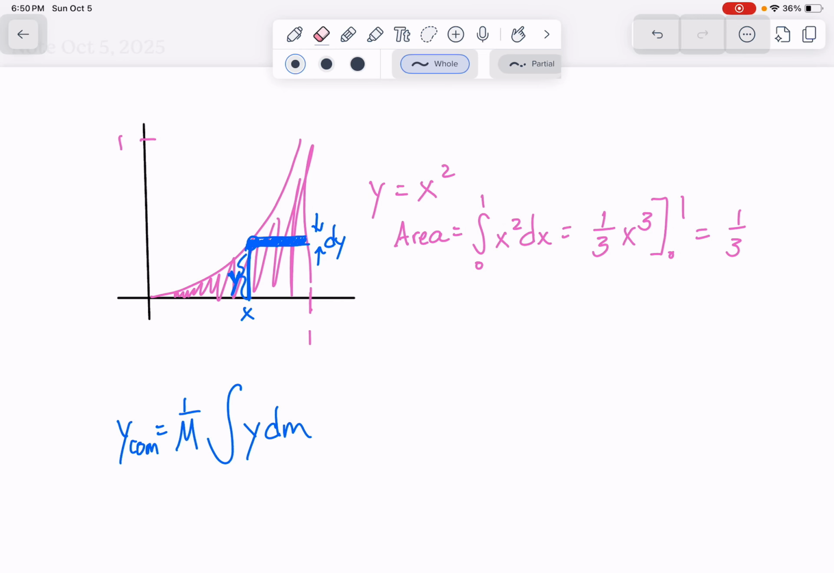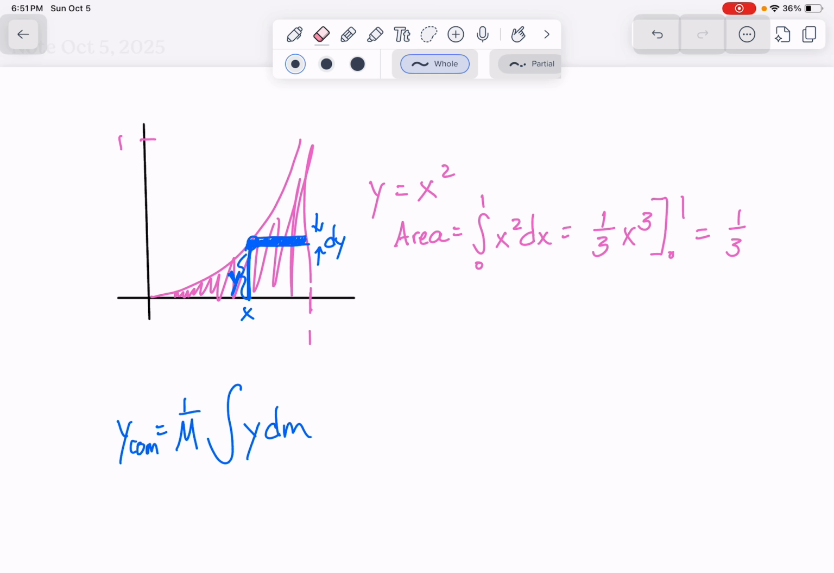Because I'm looking for the vertical center of mass, I did a horizontal slice, and I'm going to add up all of my horizontal slices from 0 to 1. That horizontal slice has a thickness dy, and it starts at position x and goes out to position 1. I went ahead and used the function to find the area of that graph, which is the integral from 0 to 1 of x squared dx, and found 1/3.